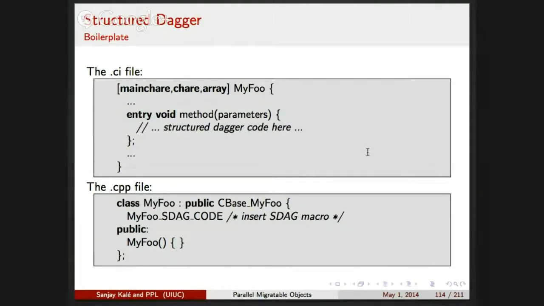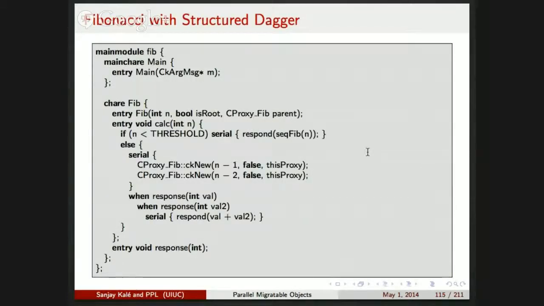Okay, so now we can actually get to a concrete example. This is the Fibonacci example. Again, it's in the code directory. In this case, we have the constructor, which doesn't do anything special, so that's going to be defined in the CPP file as it was before.